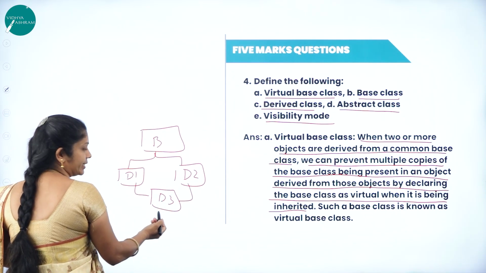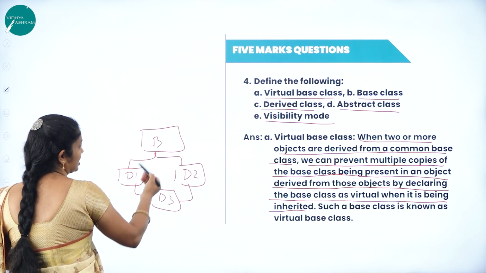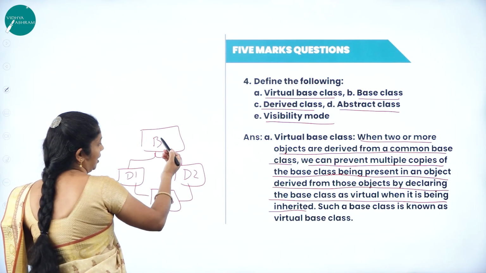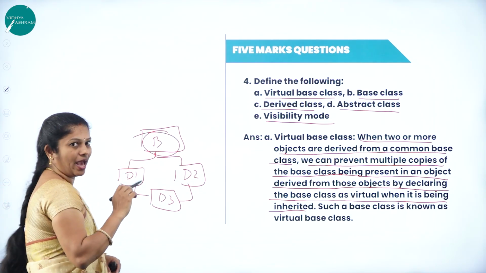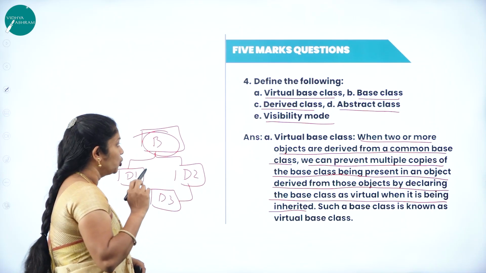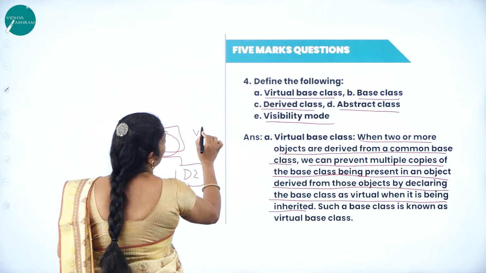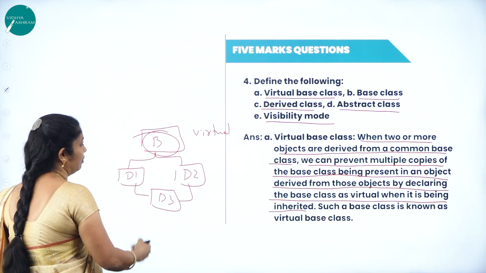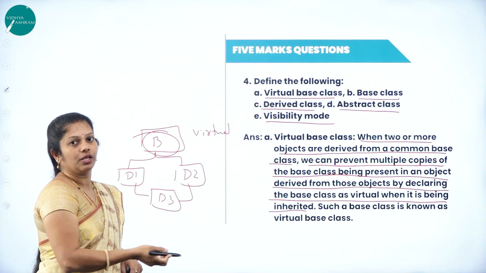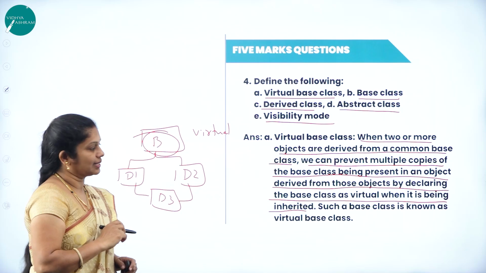Then what happens? This derived class has multiple copies of the base class, when it comes from base, D1 and then D3, base, D2 and then D3. That means multiple times we have the properties of the base class. To avoid that, we make the base class virtual. By that, if I make the base class virtual, then I am able to avoid multiple copies of the same data once again. That is nothing but virtual base class.